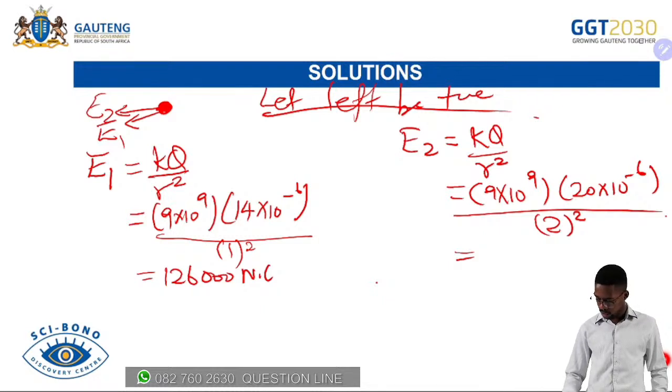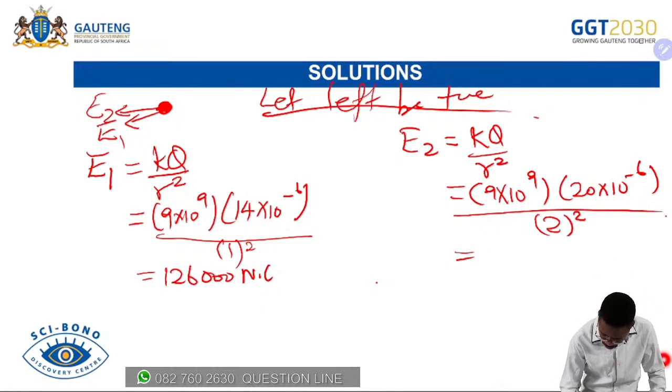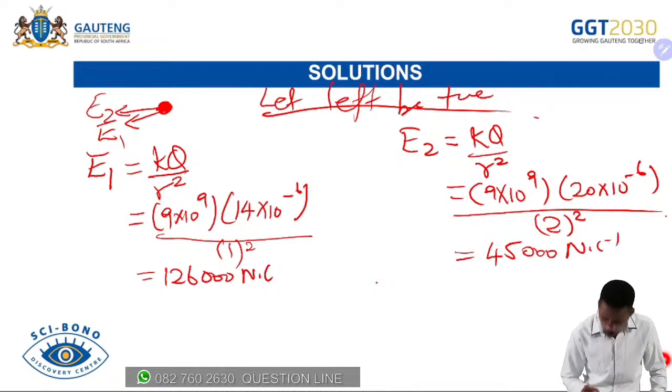You can use your calculator there. 9 times 10 to the power 9 multiplied by 20 times 10 to the power of negative 6 divided by 2. Don't forget to square your answer. And you're going to get 45,000 newtons per coulomb.